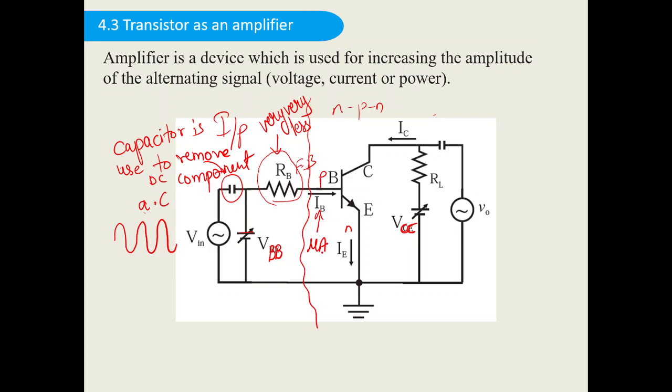If it is more, then this microampere will actually be converted into nanoampere because of the resistance. So we don't want this thing to happen. That's why the RB value is considered to be very less. So I hope you understood the input side.